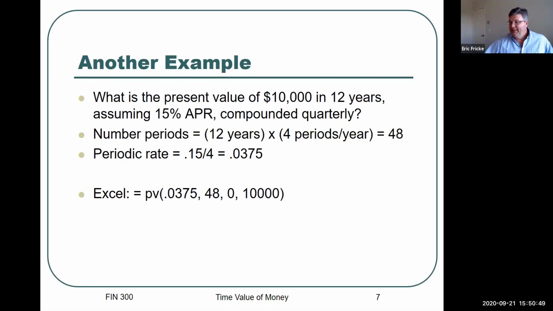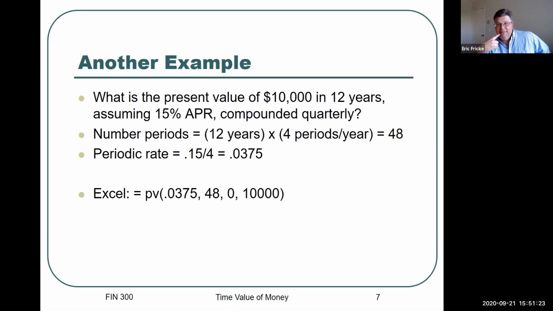Here's the solution in Excel, right? We're going to use the PV formula since that's what we're looking for, the present value. And then the first thing we put is that periodic rate, which we just calculated as 3.75% or 0.0375. And then we put in the total number of periods, 48. And then in the PV formula from Excel, the next thing it asks you for is, are there any periodic payments? Are there any cash flows that happen every single period?